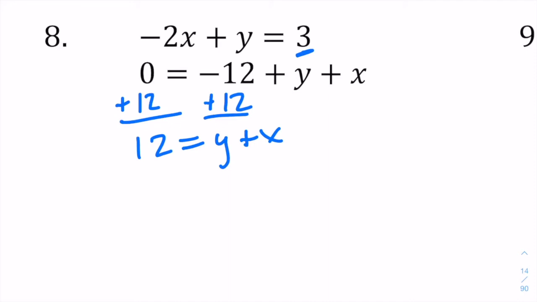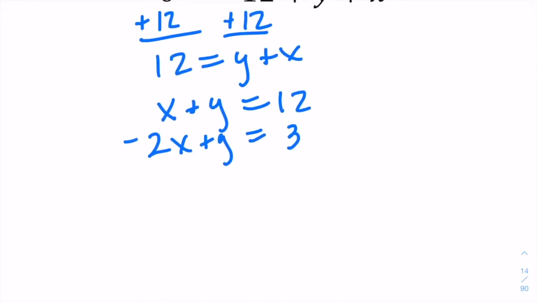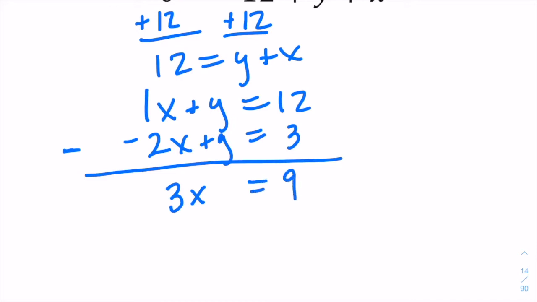So hopefully you can see that if we just flip this around, we'll get x plus y equals 12, and that's more lined up with negative 2x plus y equals 3. Okay, great. So we have them lined up, and we're trying to decide what to do. Add, subtract. Well, we see y in both equations has a positive 1 coefficient, so we are going to go ahead and subtract. So 1x up there minus negative 2x is really 3x. The y's are gone, and we have 12 minus 3 is 9. Divide both sides by 3, and we get x equals 3.